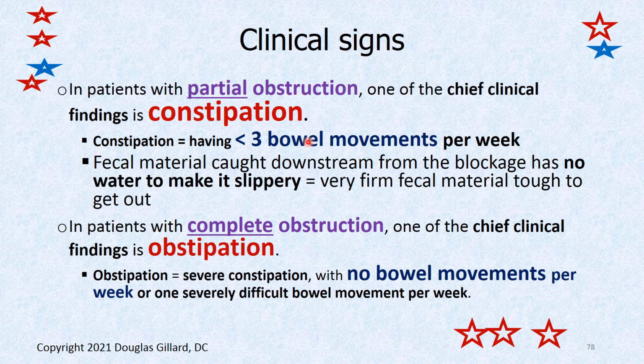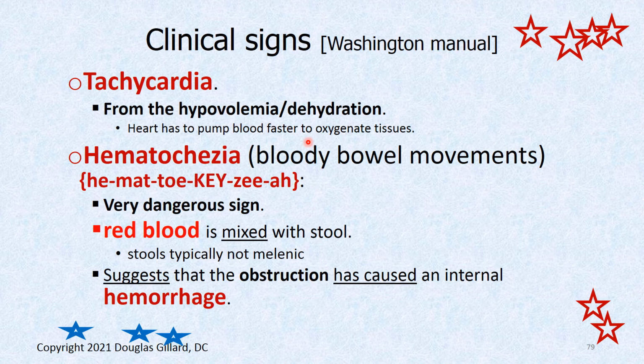So in addition to their other signs, maybe the pain won't be there. Remember, the fecal material that gets trapped downstream from the blockage is not going to have any water to thin it out and make it more manageable. So it'll be super sticky, and it won't want to come out. You might have to put your fingers up there and pull it out. So that's constipation, and that's common with this type of blockage.